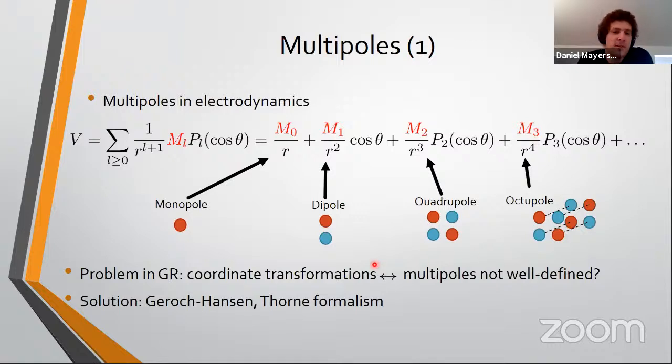Now you might be worried about doing the same in GR, because in GR we have coordinate transformations, general coordinate invariance, and so it's not obvious that we can actually do such a 1 over r expansion, which gives rise to coordinate invariant multipoles, right? And this is a correct worry to have, of course. However, Geroch, Hansen and Thorne described in the 60s and 70s how to get around this, how to carefully define coordinate invariant multipoles.